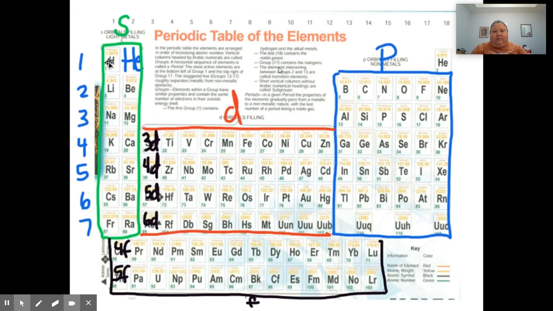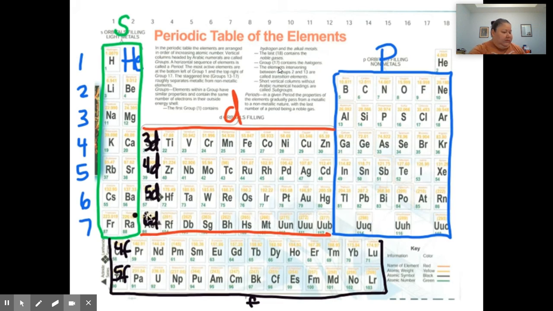So the order that we follow for electrons to fill orbitals is just across and down the periodic table. So we do 1s, 2s, 2p, 3s, 3p, 4s, 3d, 4p, 5s, 4d, 5p, 6s, then we come down to 4f, 5d, 6p, and then the last row, 7s, 5f, 6d, and 7p.